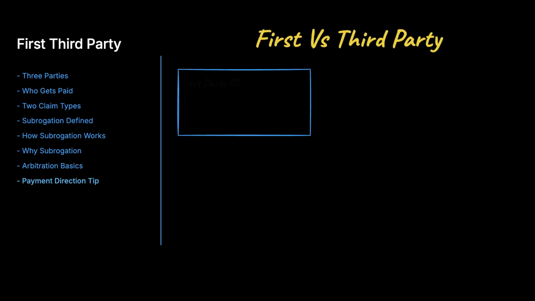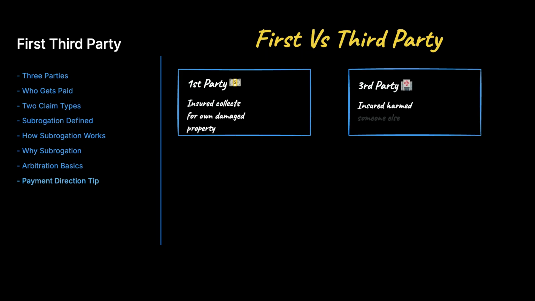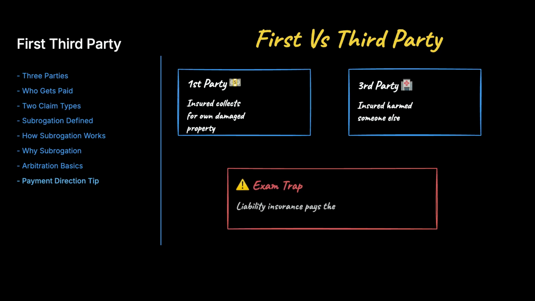On your exam, watch how these questions are framed. If the insured collects for their own damaged property, that's first party every time. If your insured harms someone else, that's third party. And here's the trap I see most. Candidates forget liability insurance pays the third party, not the insured.